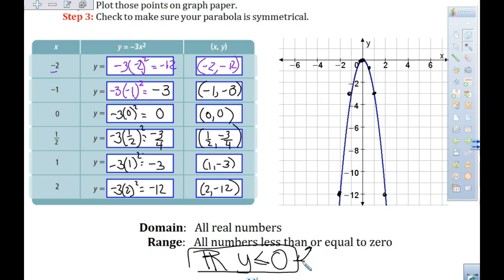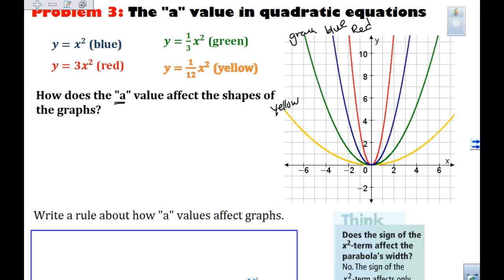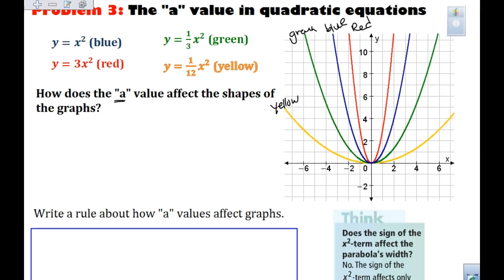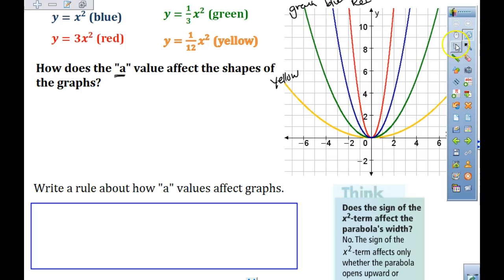So if you remember when we did absolute value, domain and range, how does the A affect the shape? What does it do? The smaller the value is, the wider it is. So the smaller, meaning fraction or decimal, the closer it is to 0, your graph is going to get wider. The bigger the A value is, the narrower it is going to get.